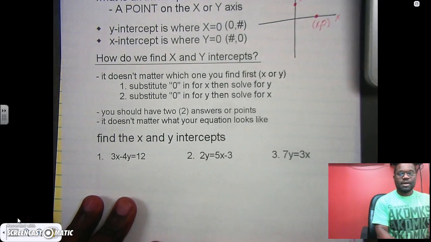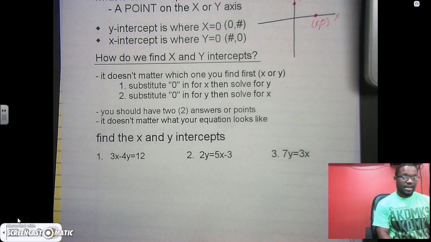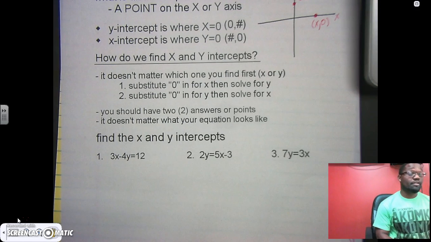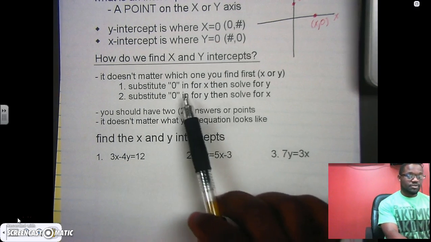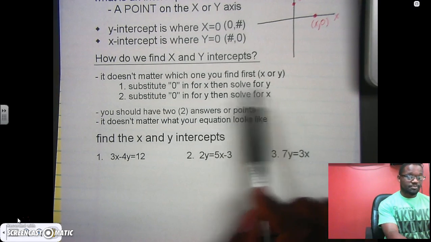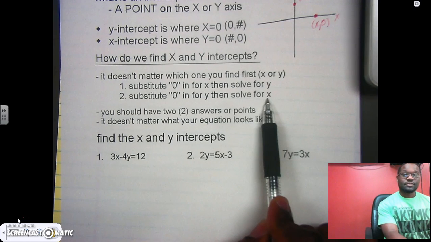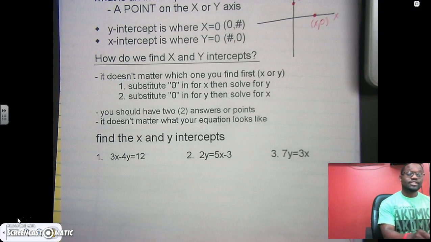I always say it doesn't matter which one you find first, because some people think you have to find them in a certain order. It doesn't matter, and it's really simple. However you find them, you substitute 0 in for the x and solve for y. That's for your y-intercept. You substitute 0 in for y and solve for x. That's for your x-intercept. And you should get two answers.